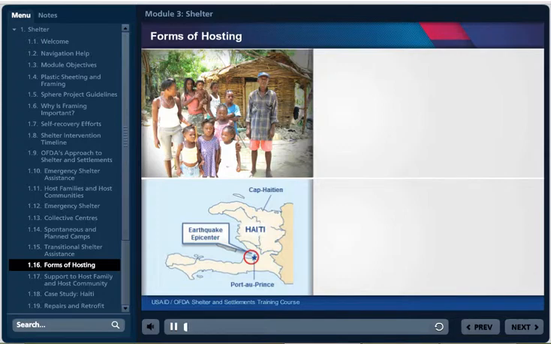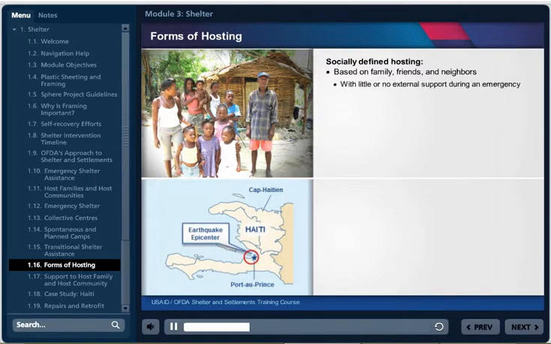As discussed in the previous section, hosting is an early coping mechanism for displaced populations. Hosting arrangements can and will occur independently of humanitarian assistance and usually start out as an emergency-only measure. The hosting arrangement could be socially defined based on family, friends, and neighbors. This arrangement can often be carried out with little or no external support during the emergency, though additional assistance will likely be required for longer periods of hosting.